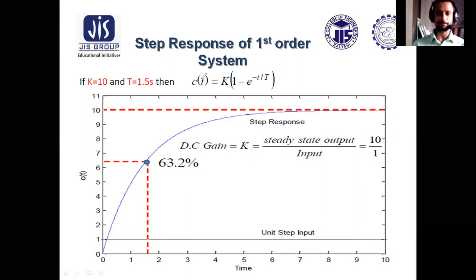Now, let us assume K equals to 10 and T equals to 1.5 seconds. So what will happen? This is 10. As we have seen, when time approaches infinity, the C(T) will be equal to K. So as we have assumed K equals to 10, this response curve will reach 10 after a long time.